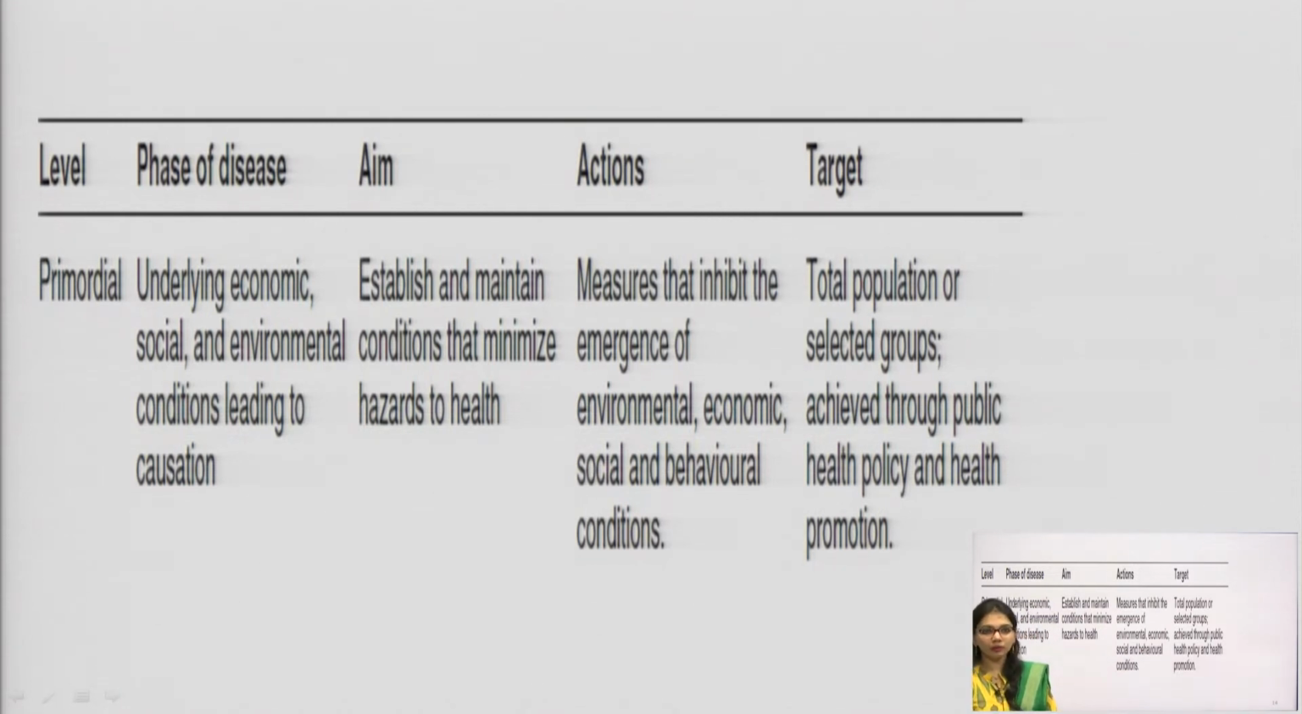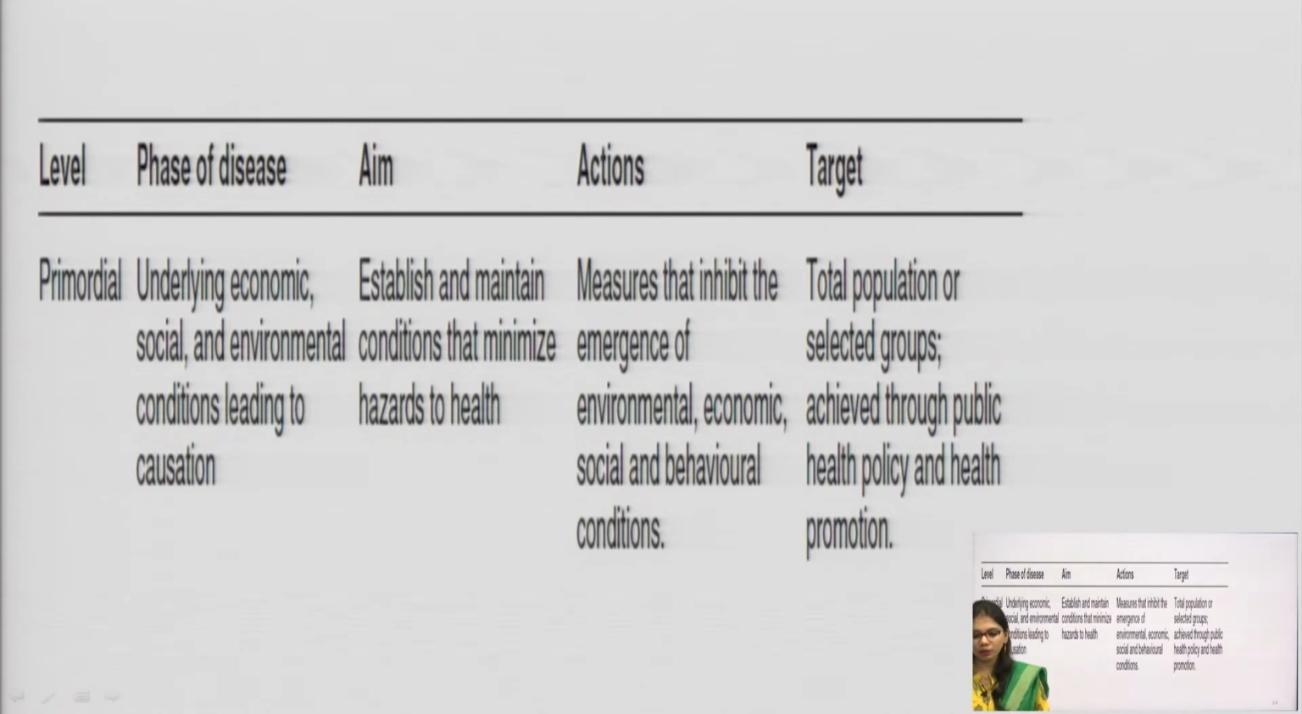Now, here for the primordial you can see the phases of disease, underlying economic, social and environmental conditions leading to the causes, and the aim of the primordial is establishment and maintenance of conditions that minimize the hazards to health. Basically, the biological action of this primordial prevention is that we inhibit adverse environmental, economic, social and behavioral conditions. Ultimately we focus on promoting the health of particular patients, or on the prevention of a particular disease.